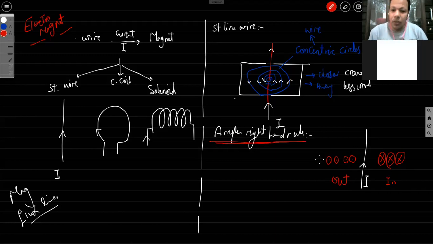Okay. Great. Can I use the left hand or only the right? Only the right, Ampere's right hand rule. Okay, this is for direction. What about the value of B?